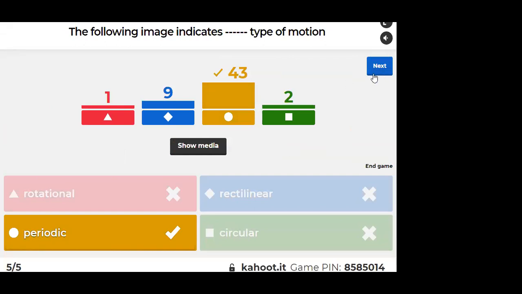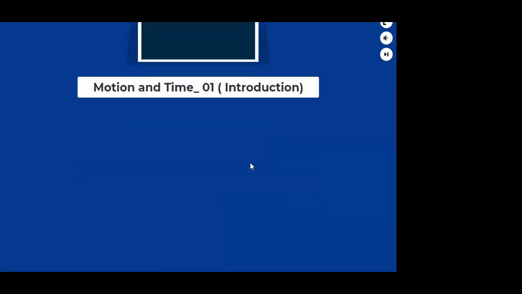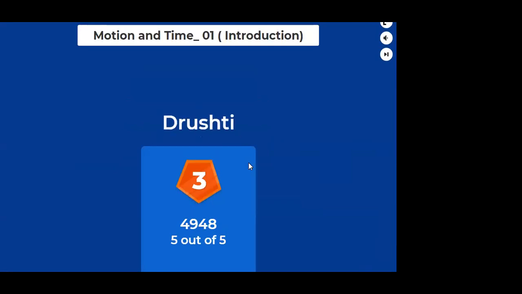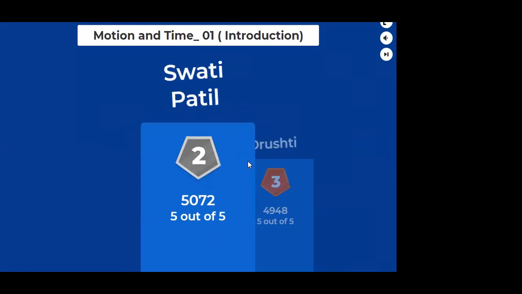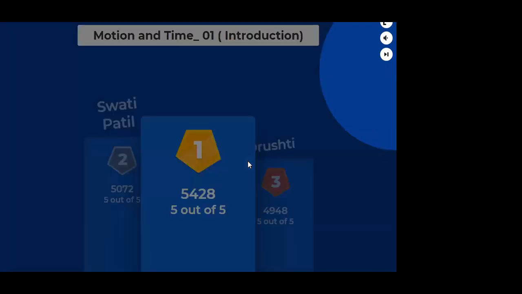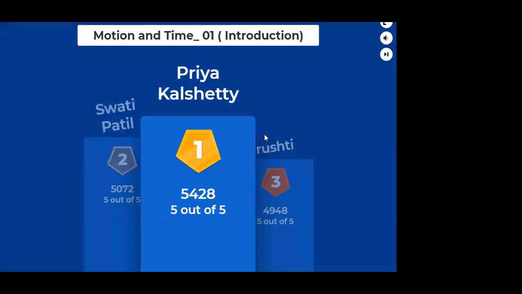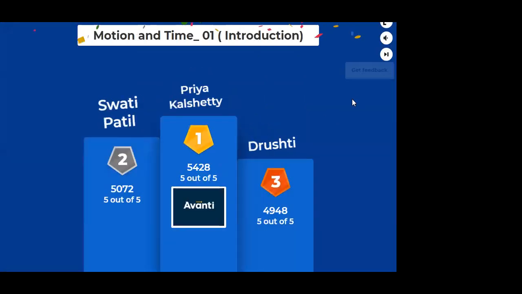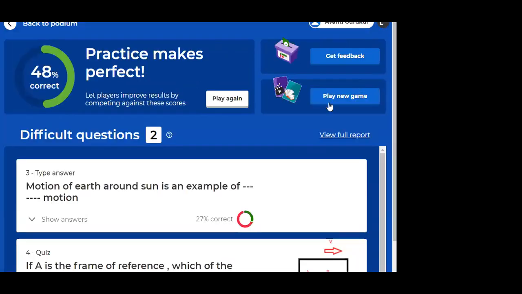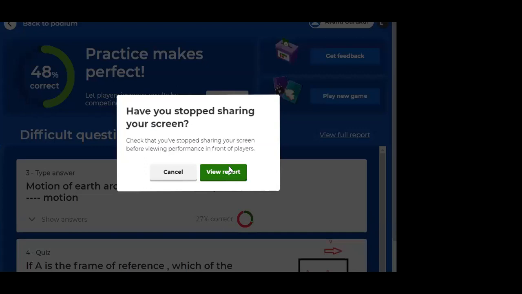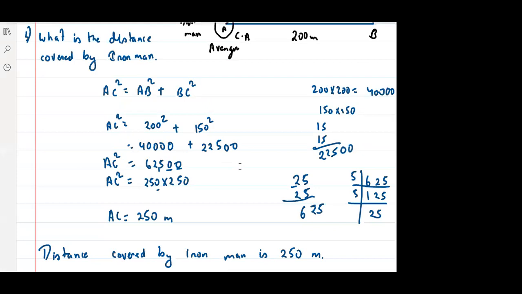Okay, let us see the podium. Drushti, third position. Very good, Drushti. 5 out of 5 correct. Swati, 5 out of 5 correct. Very good. And Priya, 5 out of 5 correct. Very good, Priya. Fourth is Dhruv. Fifth is Nivesh. Okay. Very good. Let's see how many students. What's the percentage? Only 48% students gave correct answers. Which means many students need to work on the basics. Okay. Right? So I guess everyone remembers these concepts.